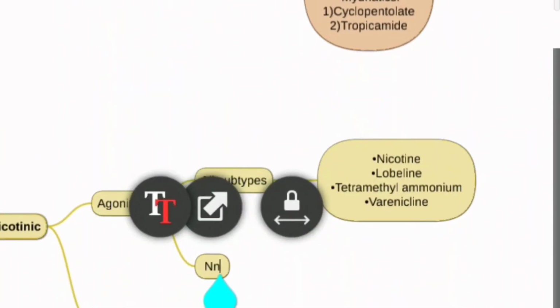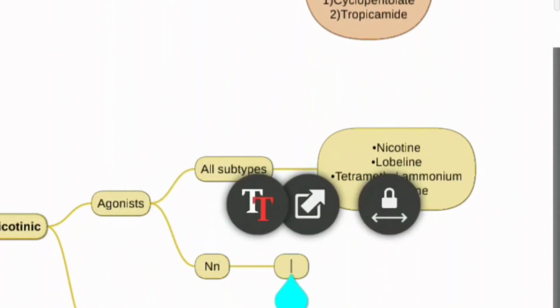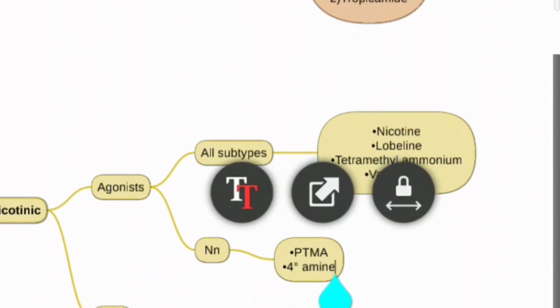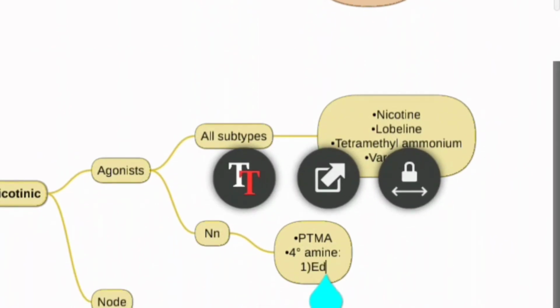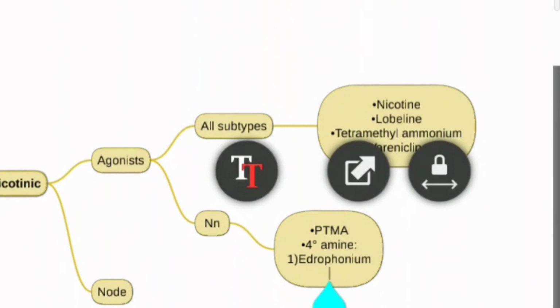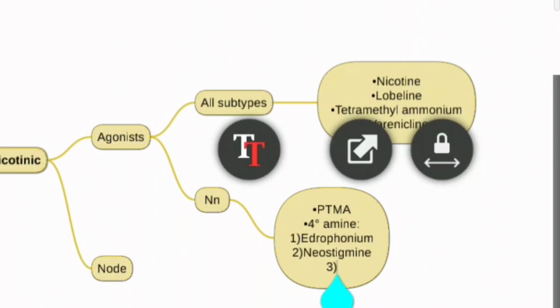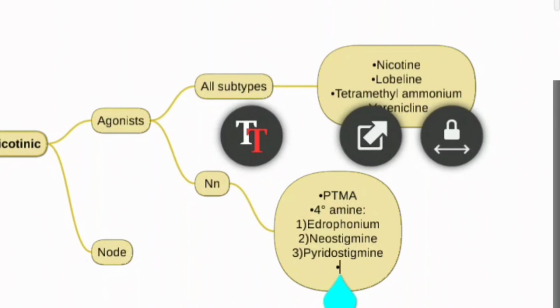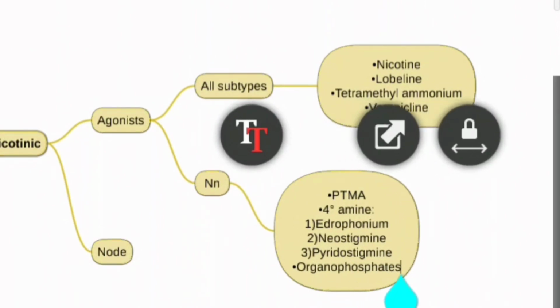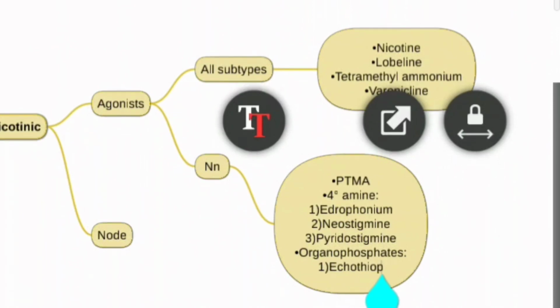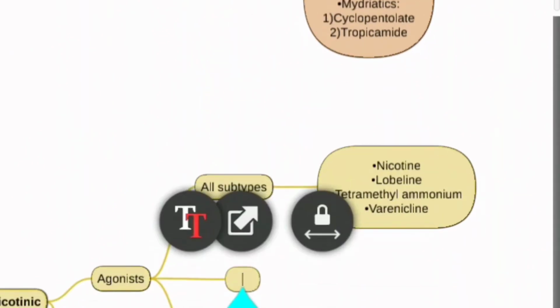Next, those acting on the NN type of receptor, PTMA, which is phenyltrimethylammonium. Also, tertiary amines like edrophonium, neostigmine, pyridostigmine. Also, the organophosphate, echothiophate.